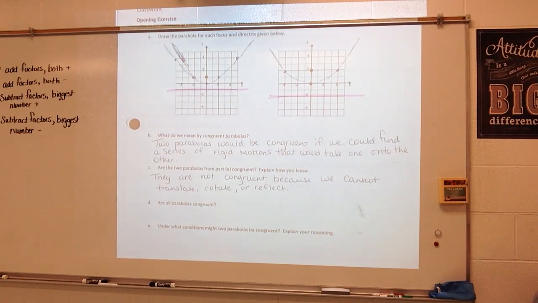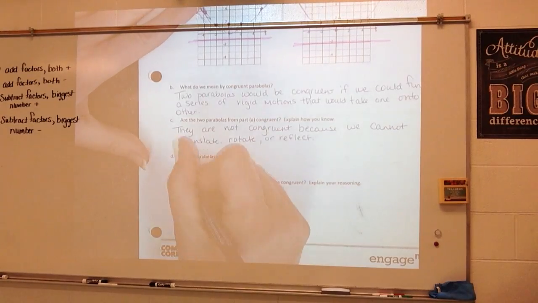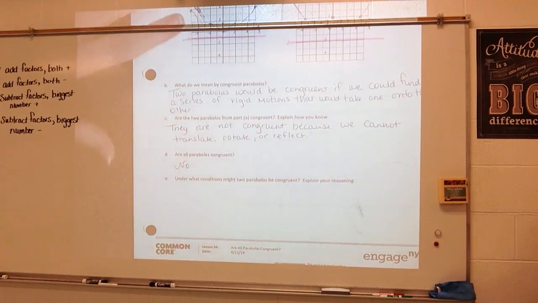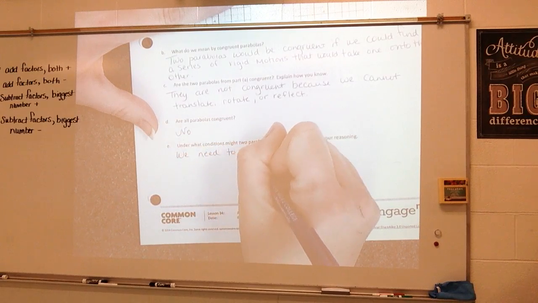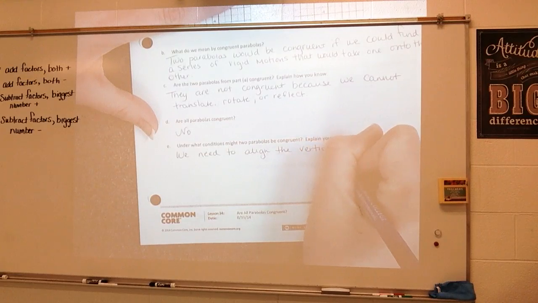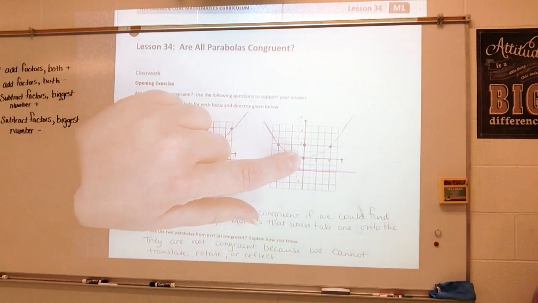Are all parabolas congruent? Well, we just answered that question. No. These are two parabolas, but they're not congruent. Under what conditions might two parabolas be congruent? Well, what we need to do is align the vertices. (0, 0) is the vertex of this one. (0, 0) is the vertex of this one.